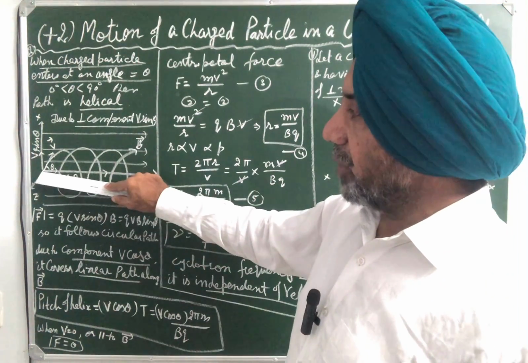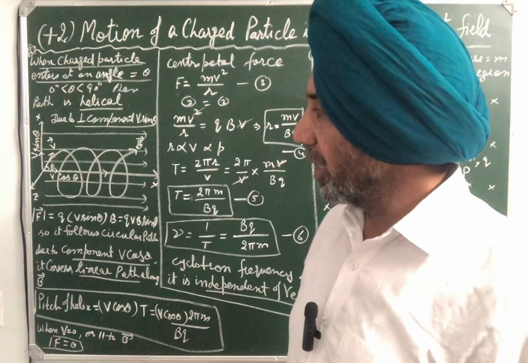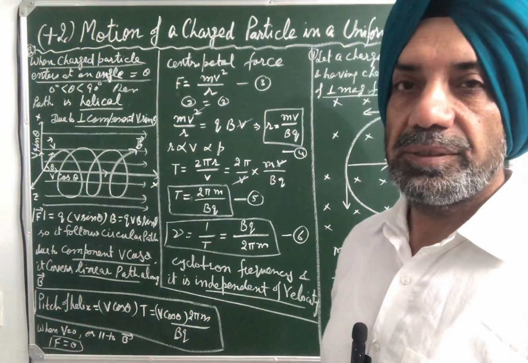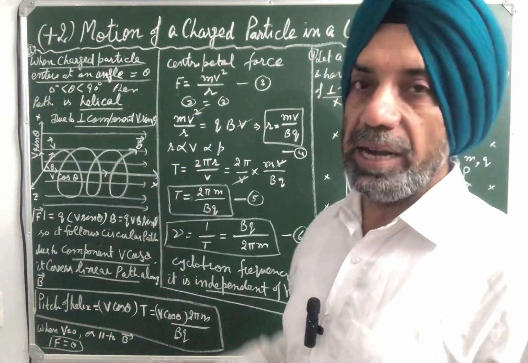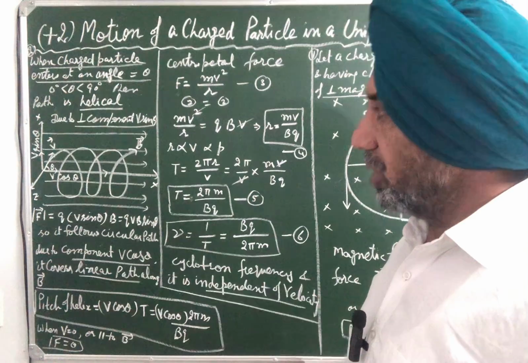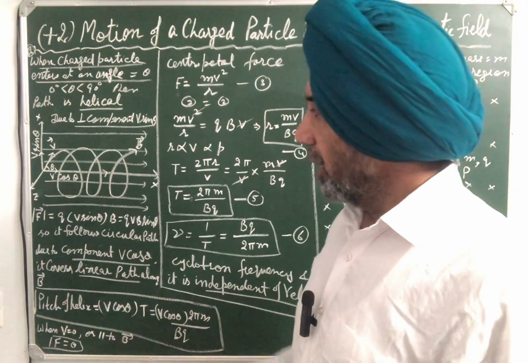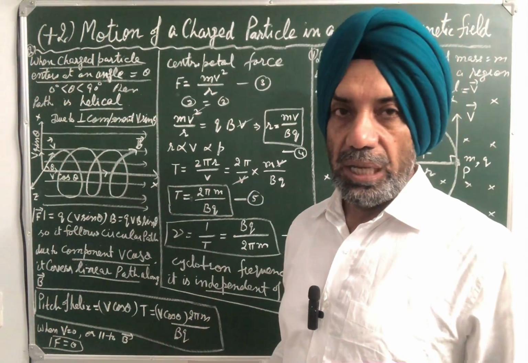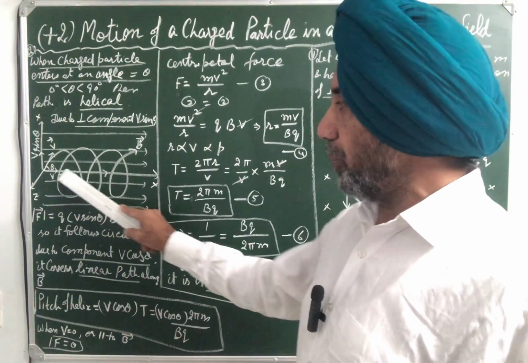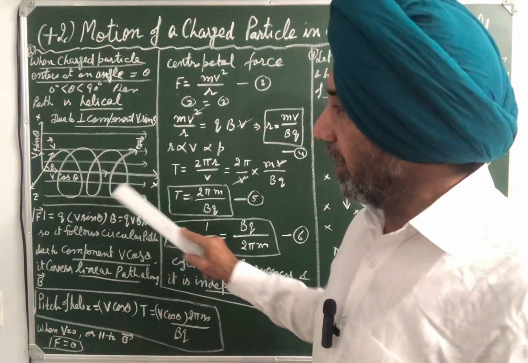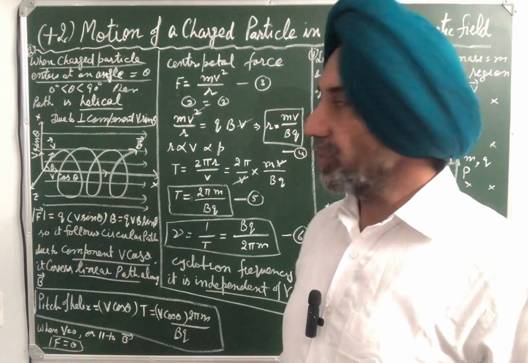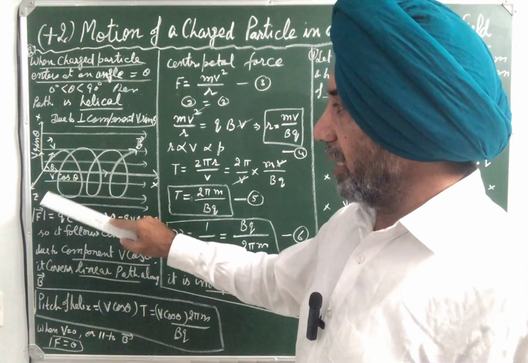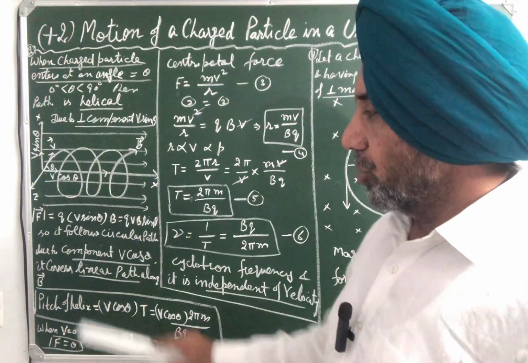It means this charged particle is affected by two components. This v sin theta, the rectangular component perpendicular to the direction of magnetic field, will put the particle in a circular path. But this component v cos theta will put the particle into a linear path. So it will have two types of paths. One is a linear path along the x-axis, that is in the direction of magnetic field, and another is a circular path. So due to component v sin theta, it follows a circular path, and due to component v cos theta, it follows a linear path.